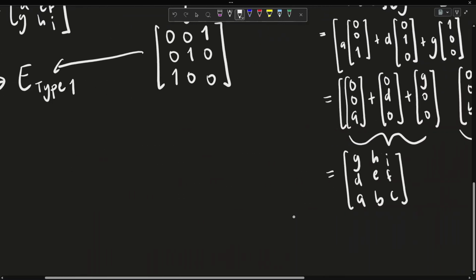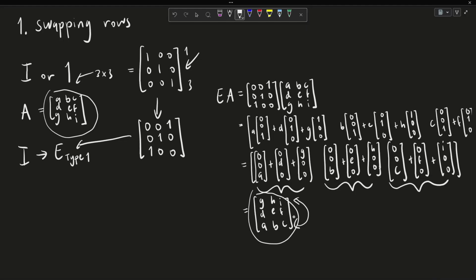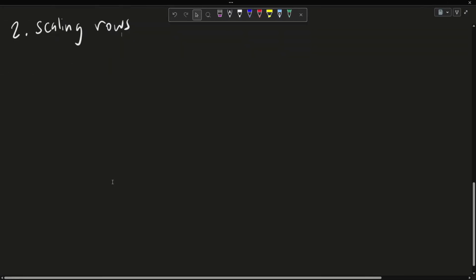And so if we now compare this to the original matrix A over here, we see that they are the same matrix except that the first and third columns are swapped. So this is a demonstration of the elementary matrix swapping rows. We can now show an example of the elementary matrix scaling rows.